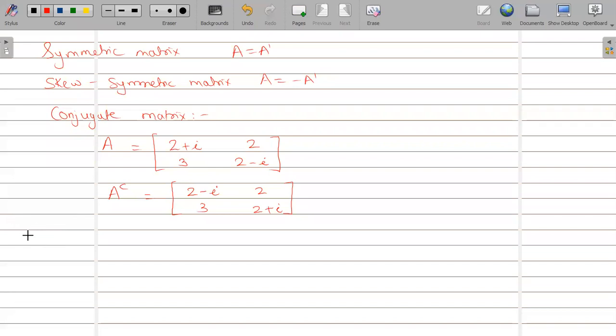Then next is Hermitian matrix. It states that the conjugate matrix transpose will be equal to A, then it is called a Hermitian matrix.